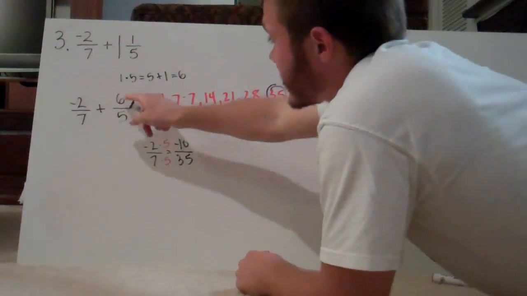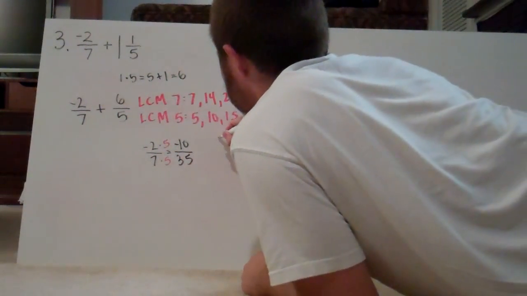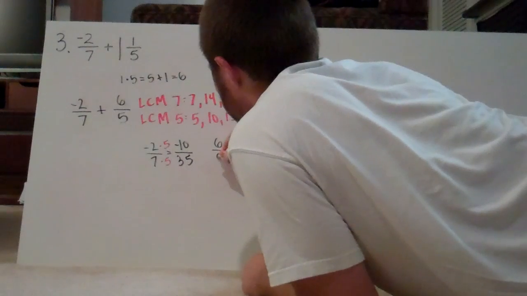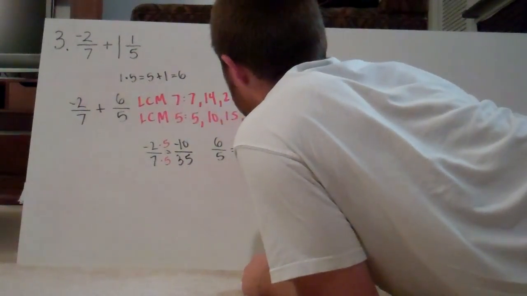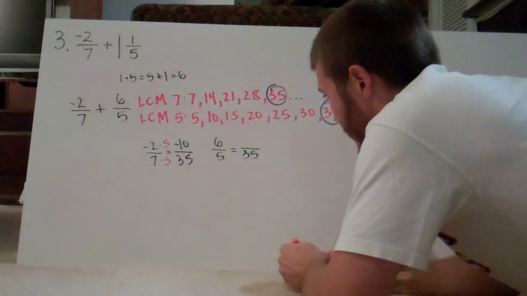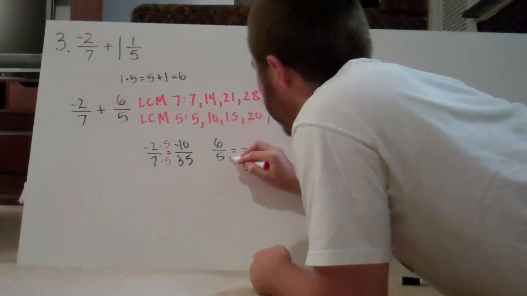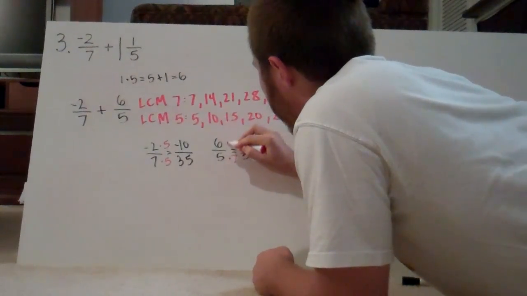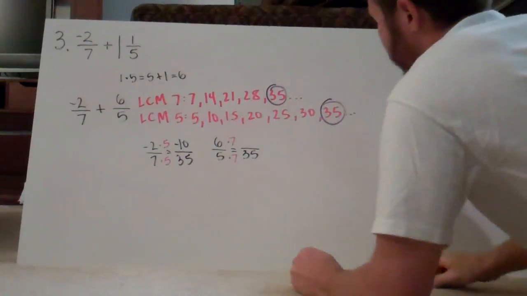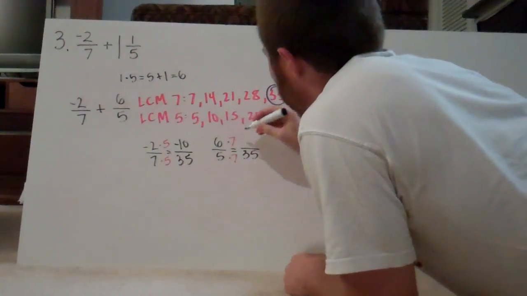And then I have to change the 6 fifths into 35ths. So I'm going to take 6 fifths. Gotta turn that into 35ths. Well, in order to go from 5 to 35, I gotta multiply by 7. So I'm gonna do times 7, and then do times 7 on the top. 5 times 7 is 35. 6 times 7 is 42.